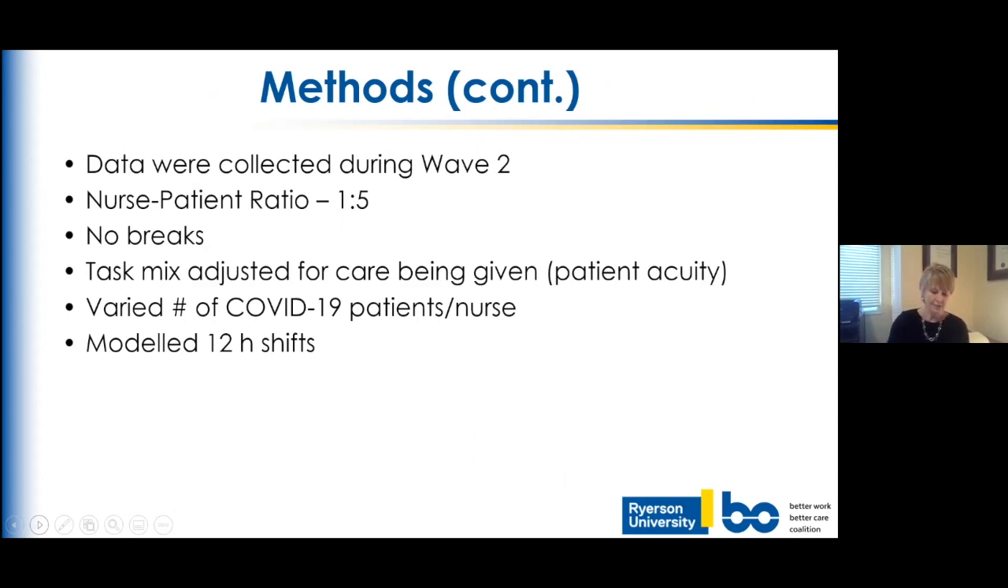In addition, the model was developed with the following conditions. The data were collected during wave 2 of the pandemic, so during the fall of 2020. We maintained a nurse-patient ratio of 1:5, which was the pre-pandemic ratio on the study unit. It was modeled with the nurses having no breaks in their 12-hour time, and we adjusted care tasks based on patient acuity. We varied the number of COVID-19 patients that were assigned to the nurse, and we modeled the care being provided over 12-hour shifts.